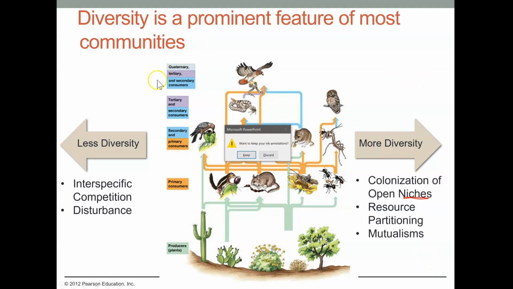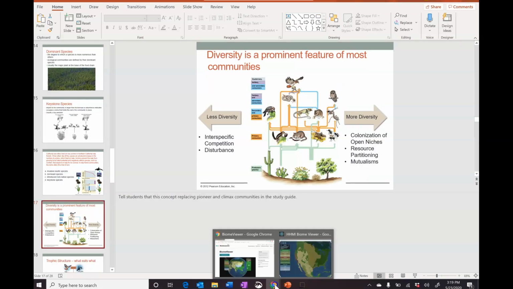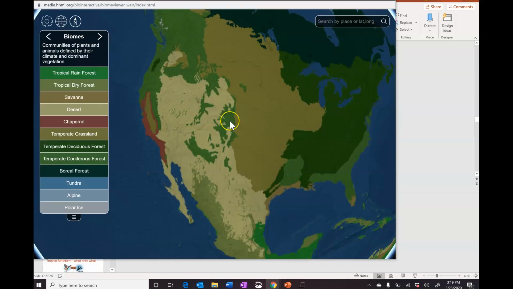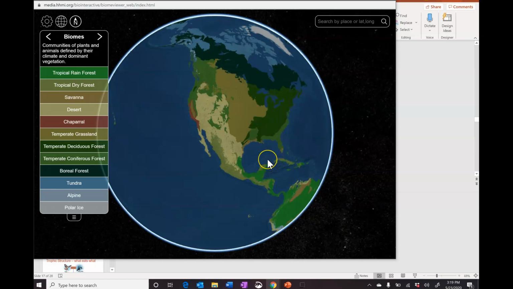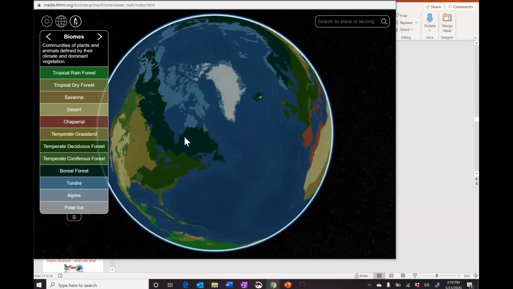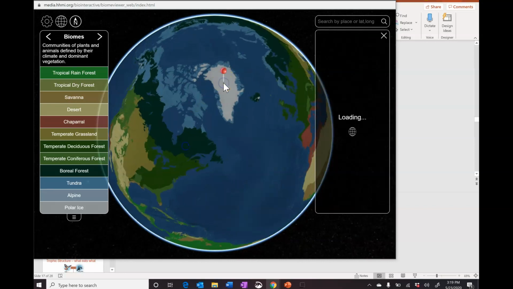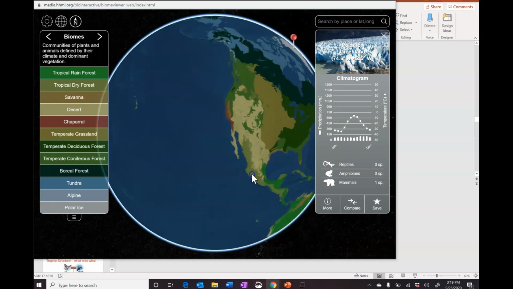Let's just go back to our biome example. Do I still have it? Okay, good. And ask yourself, what do you think is the least diverse biome? So if we have all these different biomes, what is the least? Hopefully it becomes pretty obvious that it would be polar ice. Like, what can live up here? Nothing. And let's remind ourselves we're here.